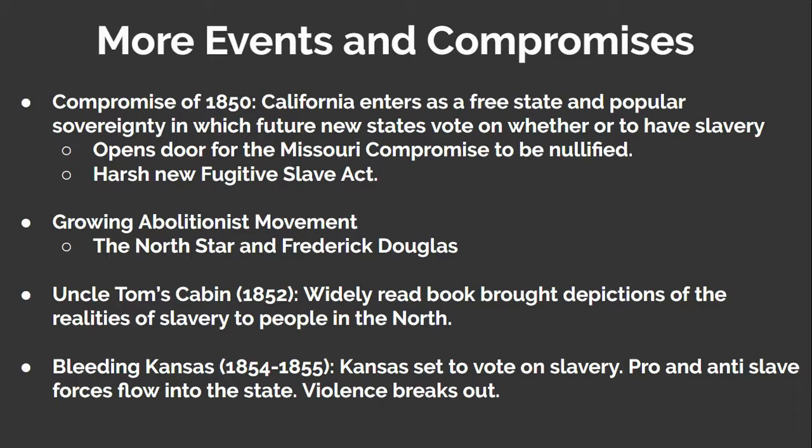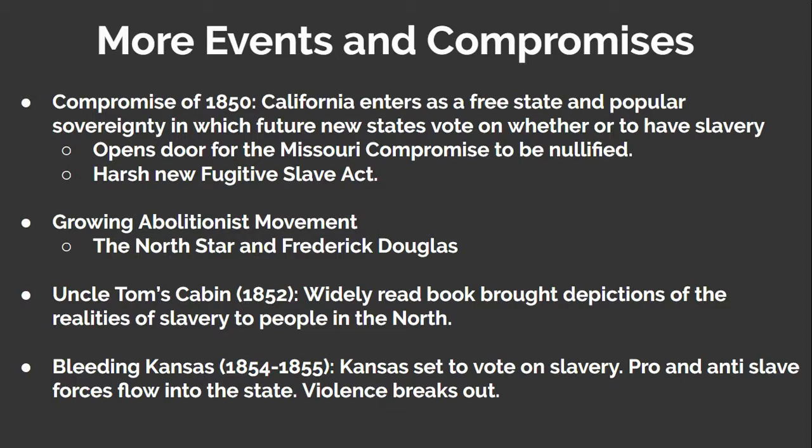Another big event, or actually this is more of a book, is Uncle Tom's Cabin. This was written by Harriet Beecher Stowe. If you live in the North, slavery is something that's really far away, so you probably don't even think about it. However, the literacy rate in the North was very high, and this was an incredibly popular and widely read book, and it really brought the realities of slavery to the people in the North. They could read and somewhat understand how terrible the institution was.